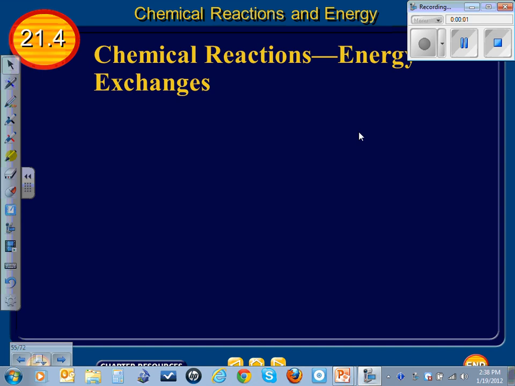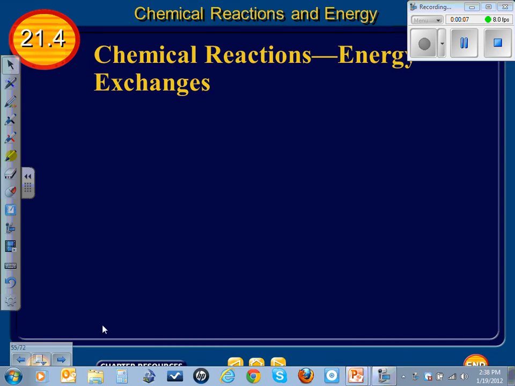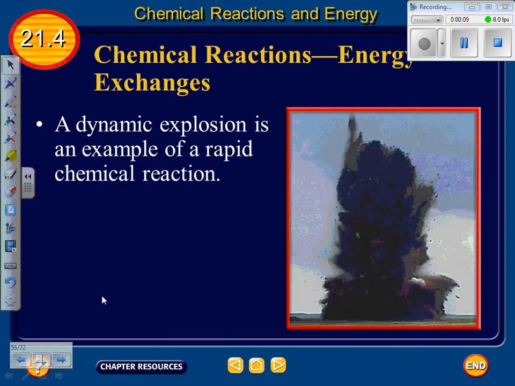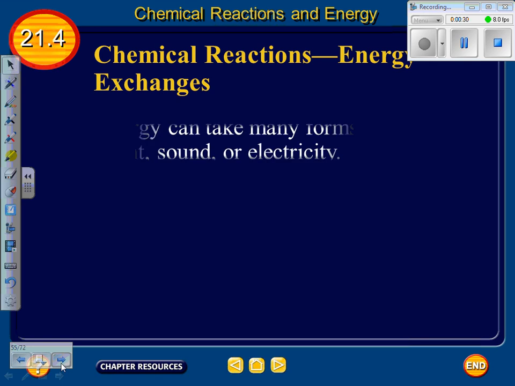Chapter 21, Section 4 deals with chemical reactions and the energy exchanges involved. A dynamite explosion is an example of a rapid chemical reaction. Most chemical reactions proceed more slowly, but all chemical reactions release or absorb energy. That means they give off energy or take energy in.